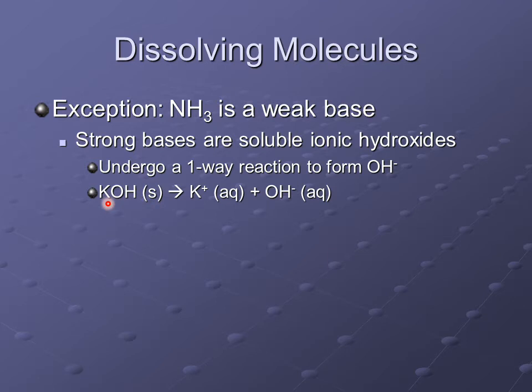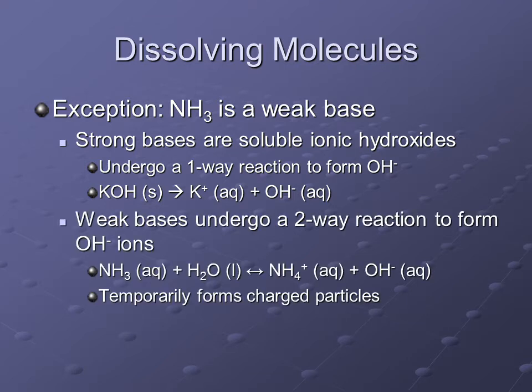So a simple example of a strong base, again this is a strong base, not a weak base, is KOH. That's solid potassium hydroxide, and when you dissolve this in water, it turns into aqueous potassium ions and aqueous hydroxide ions. In other words, it dissociates. So that's what a strong base is, a soluble ionic hydroxide. A weak base undergoes a two-way reaction to form hydroxide ions. So what both strong and weak bases have in common is that they form hydroxide ions, but strong bases do it with a one-way reaction, weak bases do it in a two-way reaction.